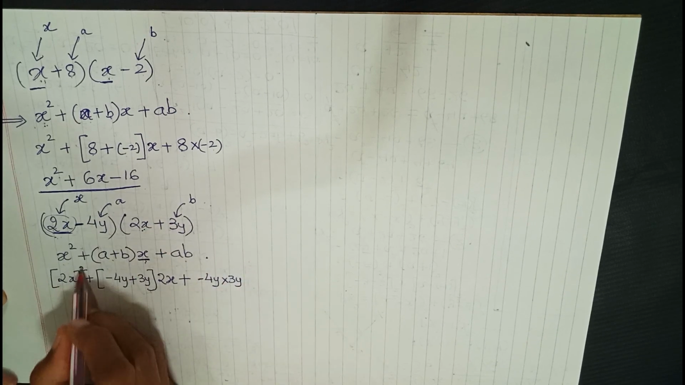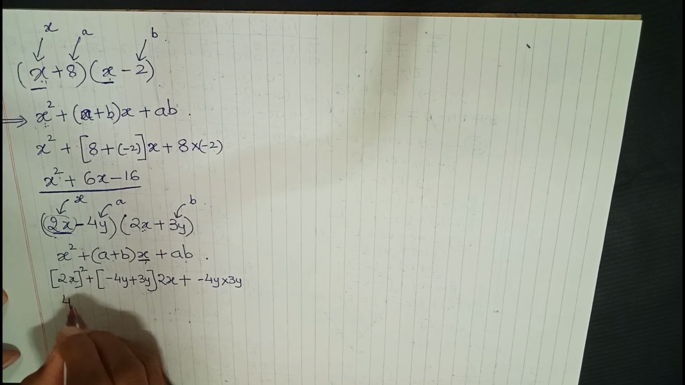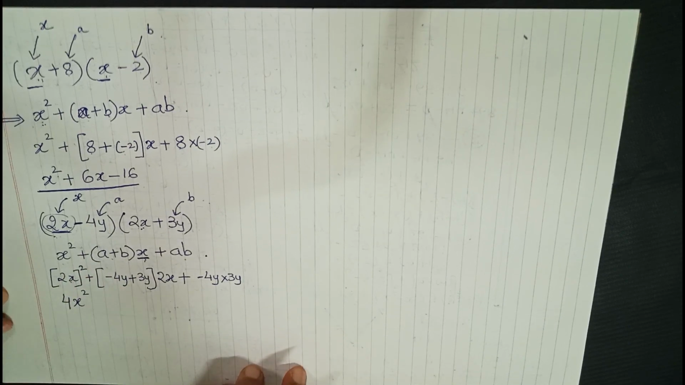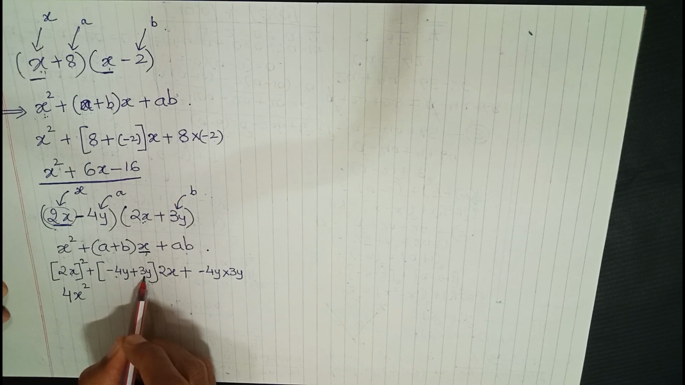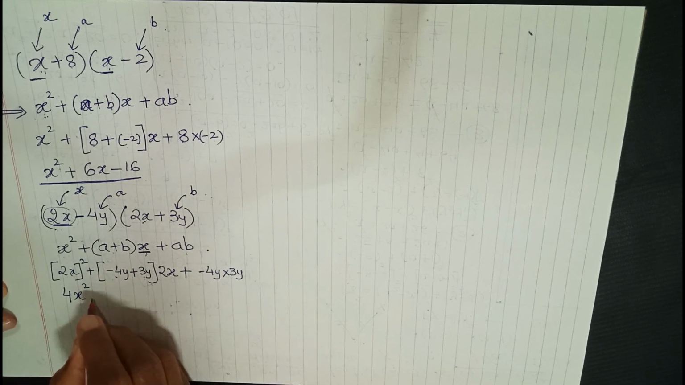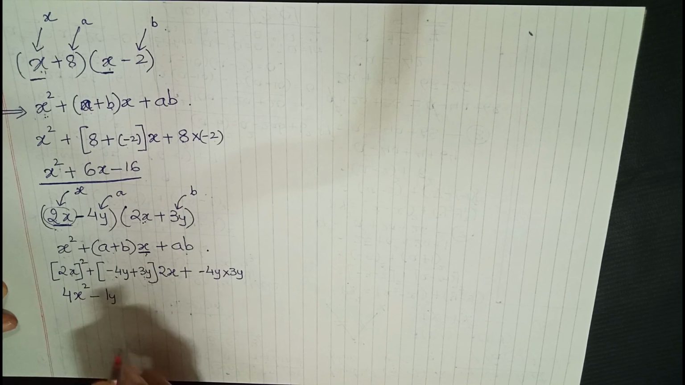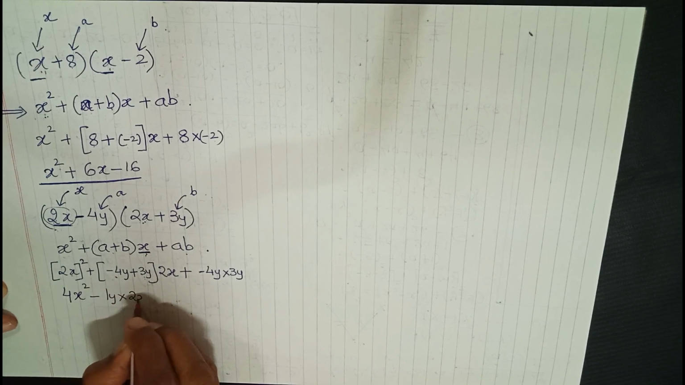Let's open the bracket. 2 square is 4. x raised to 2 is x raised to 2. Now, minus 4 plus 3. One number is minus, one is plus. We should do subtraction and give the sign of the bigger number. So, 4 minus 3 is 1 and we give the sign of the bigger number. So, we get minus 1y into 2x.